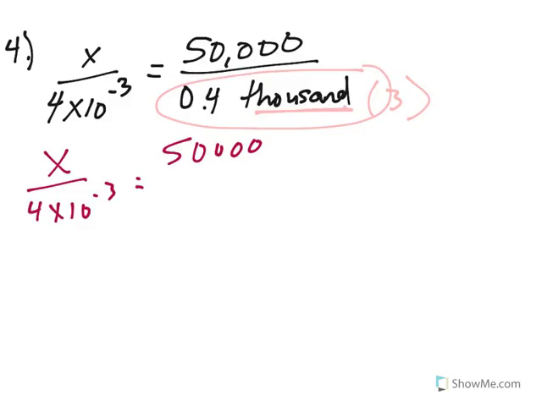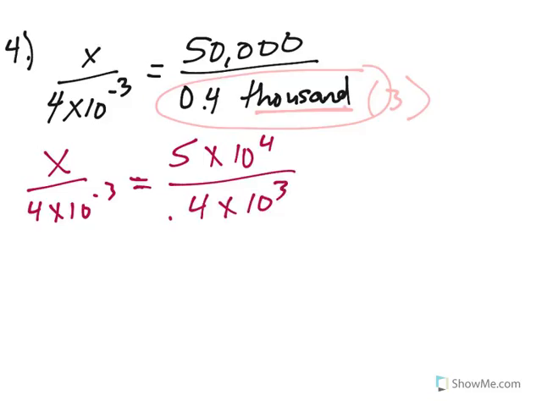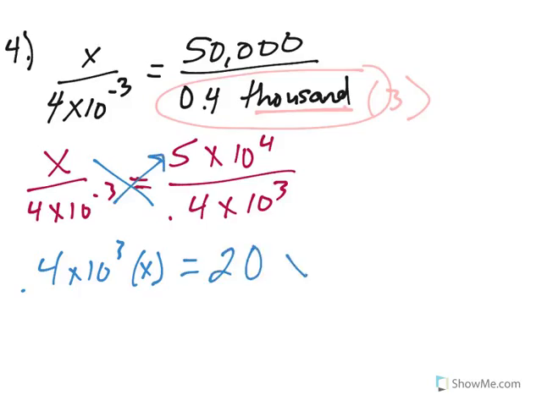And you know what? Back up. I'm going to go ahead and write 50,000 in scientific notation as well. So that's 5 times 10 to the 4th over 0.4 times 10 to the 3rd, since 1,000 is 10 to the 3rd. So now when I cross multiply, I get 0.4 times 10 to the 3rd x equals, and I multiply this way, 4 times 5 is 20.